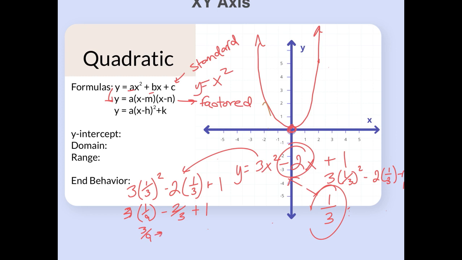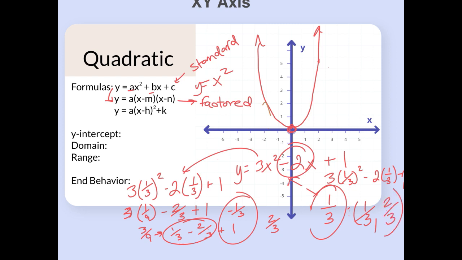That's 3/9. We're going to just simplify that to 1/3, and minus 2/3, then plus 1. So 1/3 minus 2/3, that's -1/3. And then plus 1 here gives us +2/3. So that would mean that the vertex for this particular graph would end up being at 1/3 comma 2/3. And that's how we would figure that out.